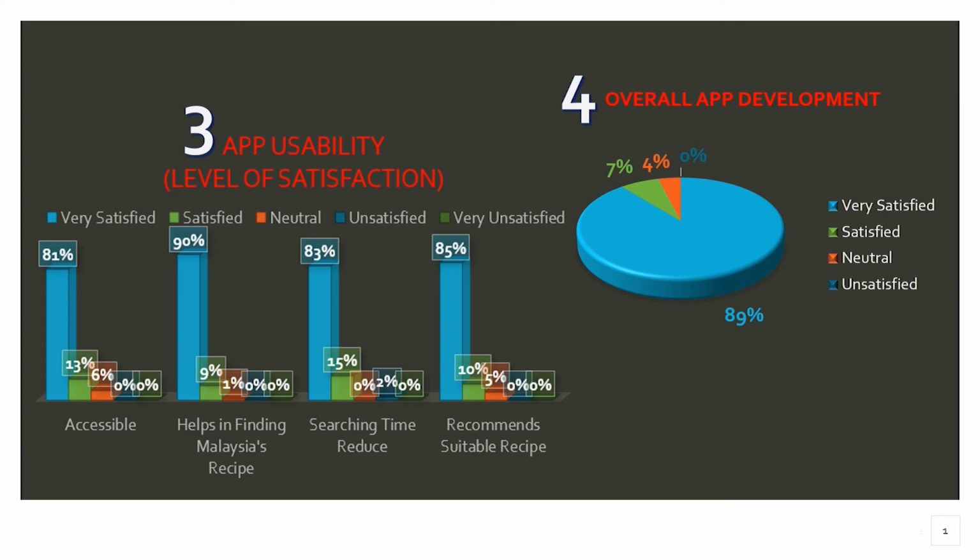The third section is the app usability. 81% of the respondents were very satisfied that the app is accessible at any time and anywhere. 90% were very satisfied that the app helps them find local recipes. 83% were very satisfied that their recipe searching time can be reduced as compared to searching manually using search engines. And finally, 85% of respondents were very satisfied that the app is able to recommend suitable and relevant recipes to them. For the overall development, 89% of the respondents were very satisfied.